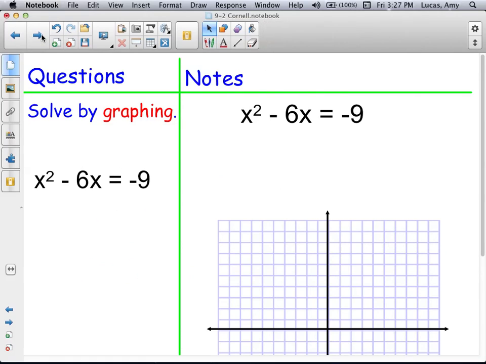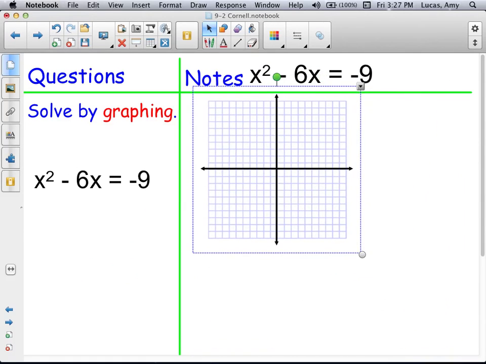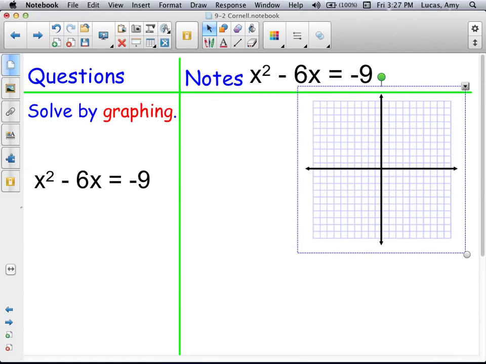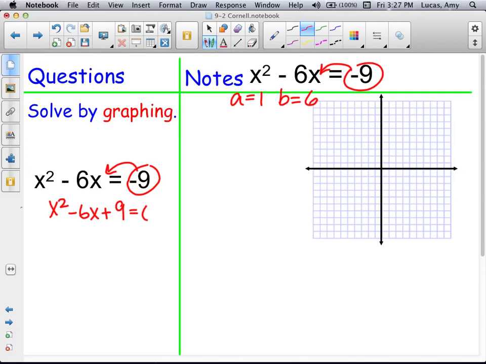My next one, I'm going to solve by graphing again. A equals 1, B equals -6, and C, I actually have to move over to the other side because in standard form, you have to have one side equal to 0. So if I move this over, it would be x squared minus 6x plus 9 equals 0. So C is positive 9.